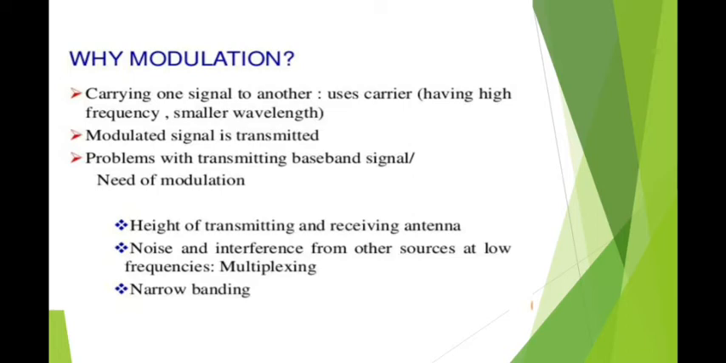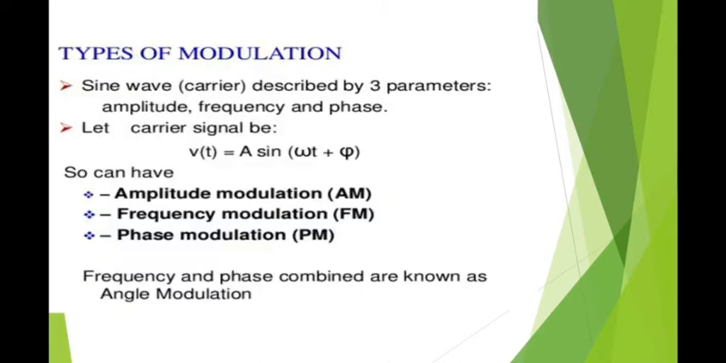Height of transmitting and receiving antenna, noise and interference from other sources at low frequencies, multiplexing, narrow banding. Types of modulation. A sine wave is described by three parameters: amplitude, frequency and phase. So it can have amplitude modulation, frequency modulation, phase modulation. Frequency and phase combined are known as angle modulation.